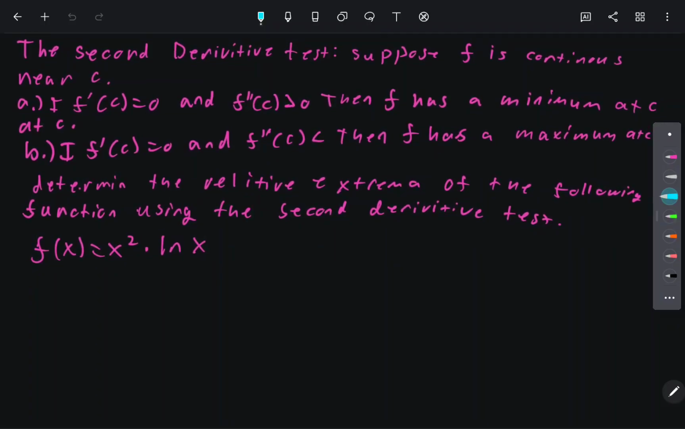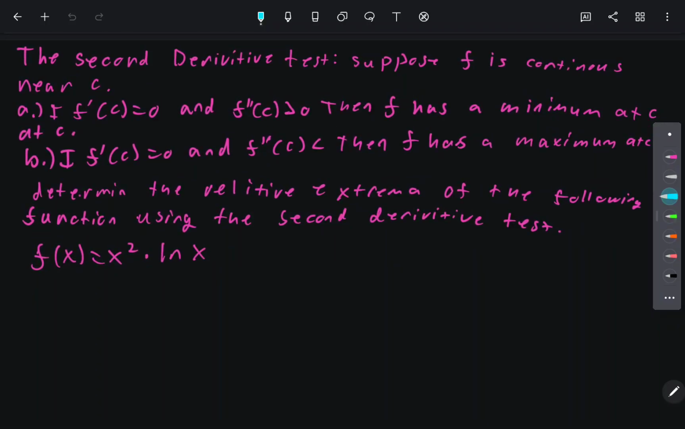Alright, so now we have to do what is called the second derivative test. Suppose f is a continuous function near c. If f prime of c is equal to 0 and f double prime of c is greater than 0, then f has a minimum at c. If f prime of c is equal to 0 and f double prime of c is less than 0, then f has a maximum at c.